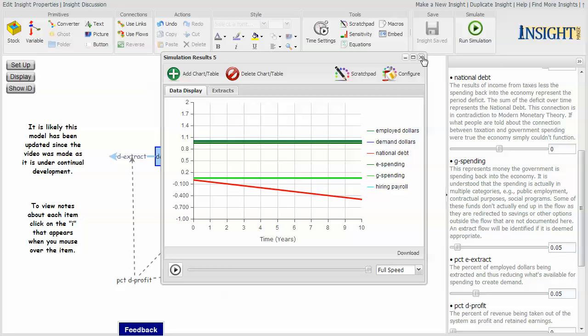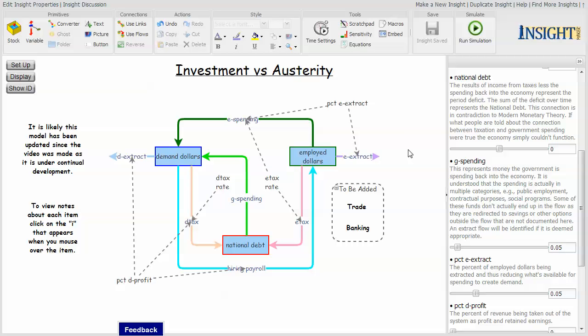Now, typically the government, in fact, levies taxes on people, and in this model, taxes on the employed dollars would in fact provide revenue to the government. This stock, as it accumulates over time, is national debt. On a period by period basis, it's the annual deficit spending.